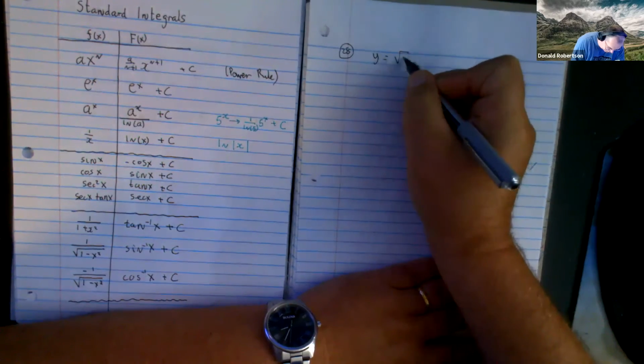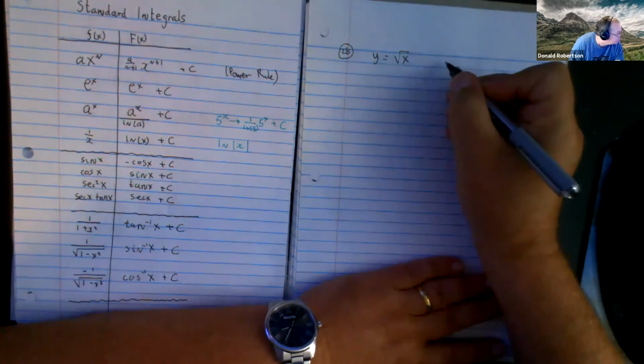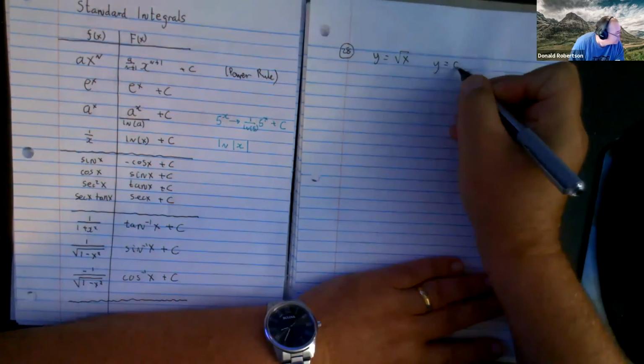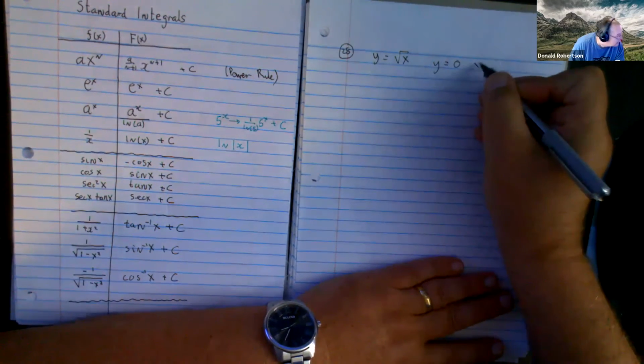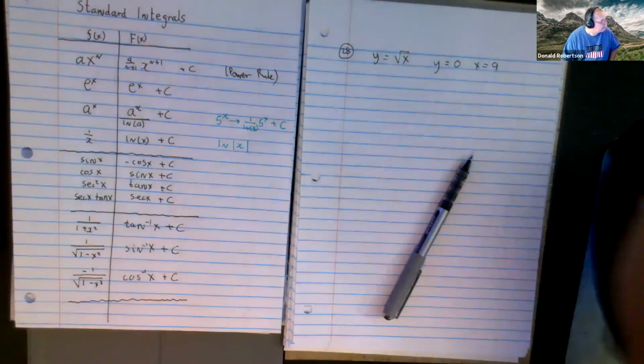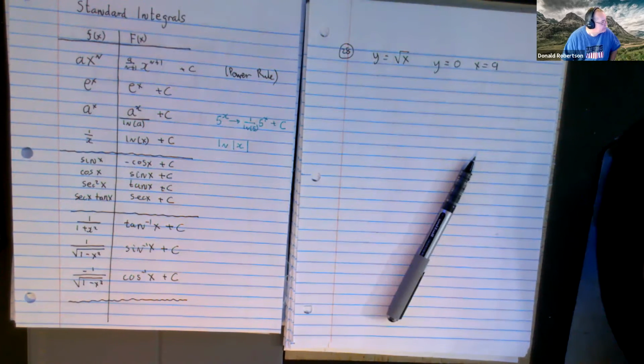Question 28 has the function the square root of x, and it's got y equals 0 and x equals 9. And we're being asked to sketch this region. And it says a graphing calculator is recommended. I don't know if it is. Sketch this region. So we're just going to draw.